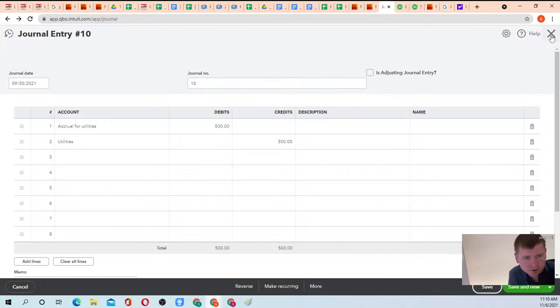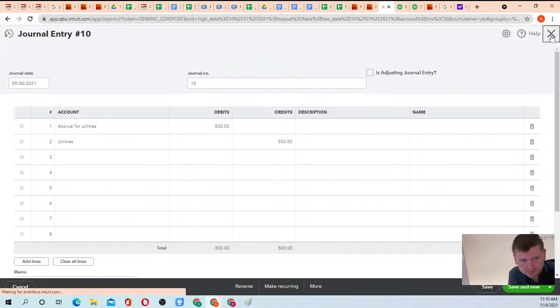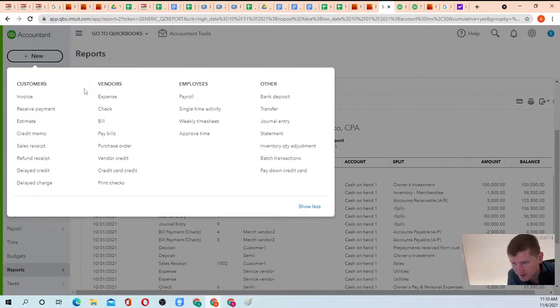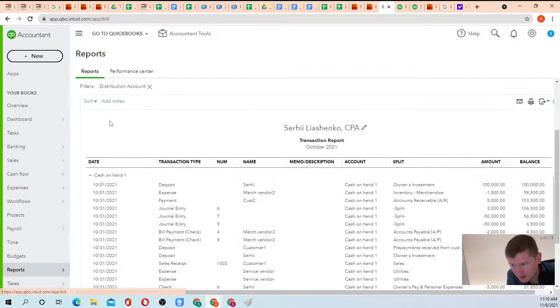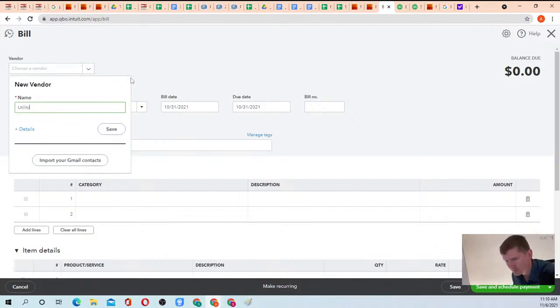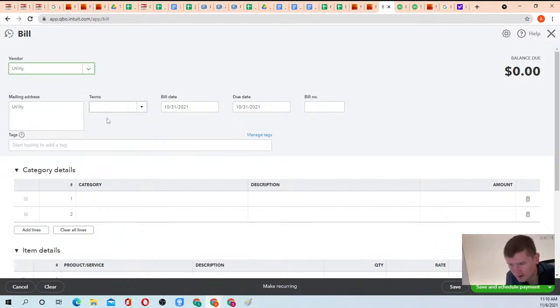Then in October, we would get a utility bill with the actual. And when we get a bill in October, then we will reverse the September entry. First we will bill that, choose a vendor, let's make utility a vendor. And we received a bill in October.